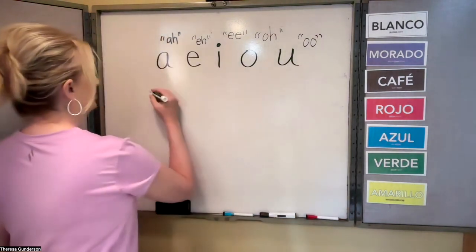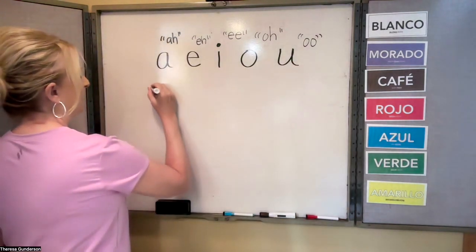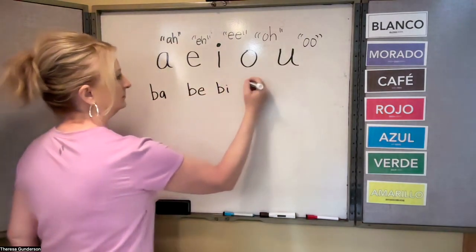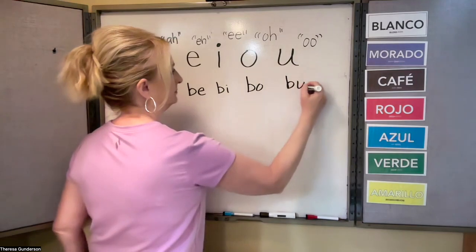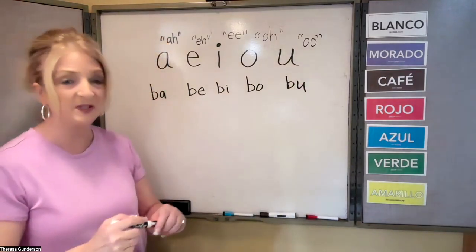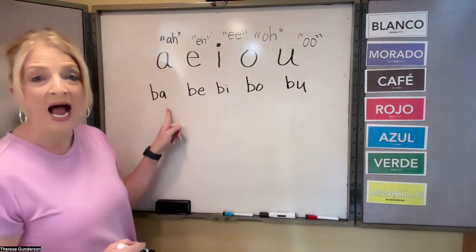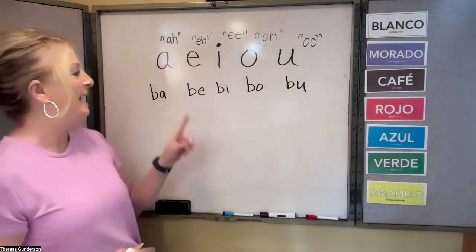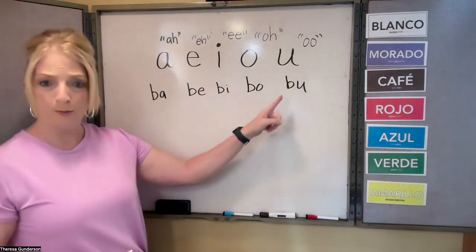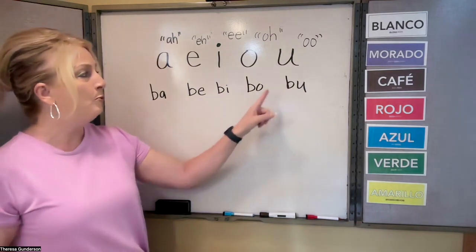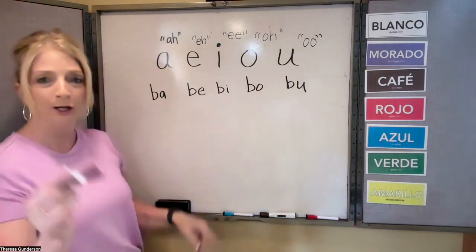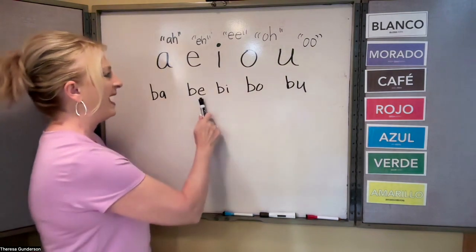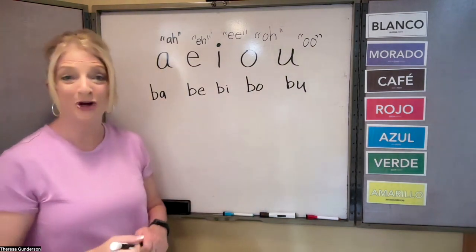Okay, so we're going to start with a B. I just put a B in front of the vowels. Now we're going to say ba, be, bi, bo, bu. Now let's sing it. Ready? Ba, be, bi, bo, bu. Let's go backwards. Bu, bo, bi, be, ba. Follow my marker. Bi, ba, bu, be, bo. Okay, let's try a couple more.